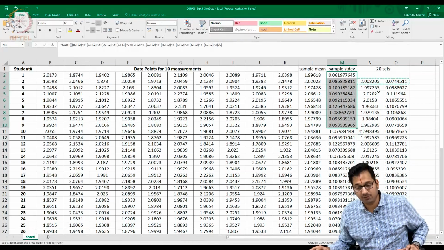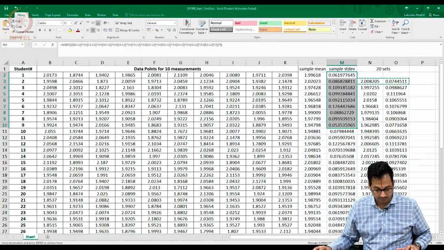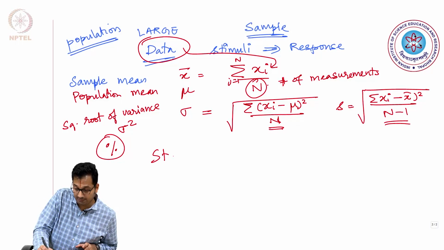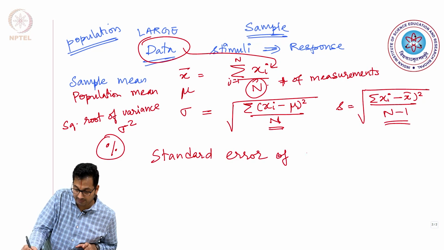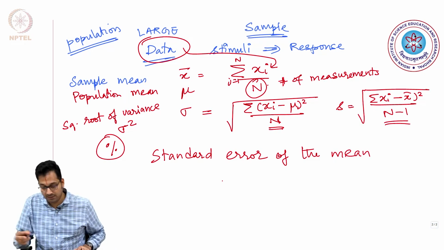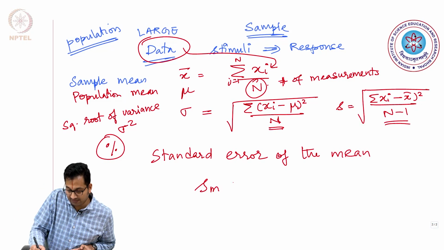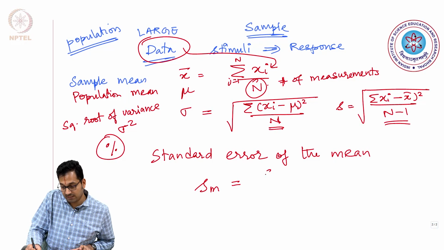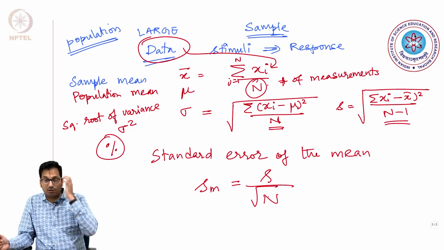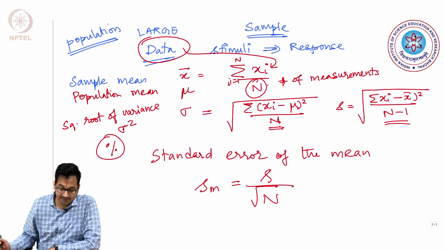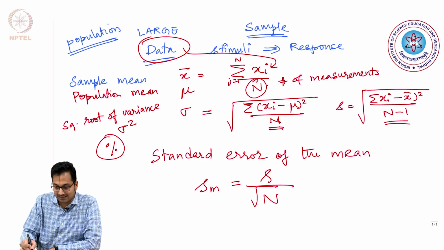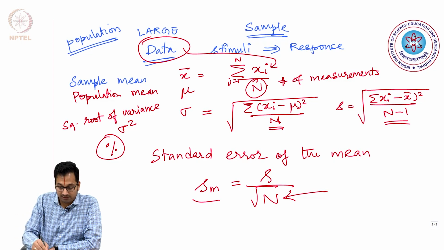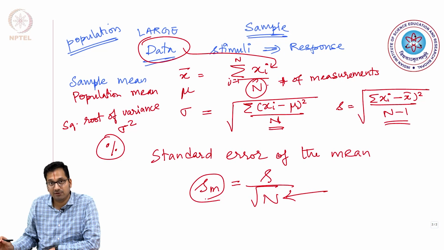So one has to remember that this is called the standard error of the mean. Meaning, if you have S as the standard deviation and the standard error of the mean is given as SM, the standard error in this case will go as S divided by square root of n, where n is the total number of measurements. So this indicates the fact that as you keep increasing the sample size n, your standard error of the mean keeps reducing.